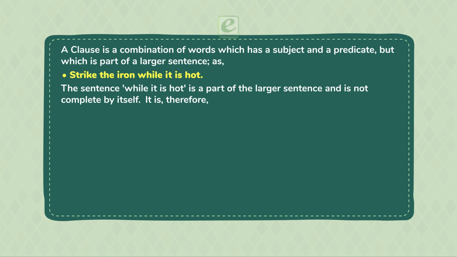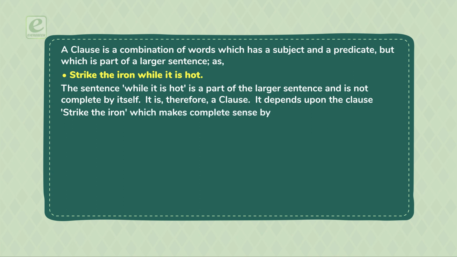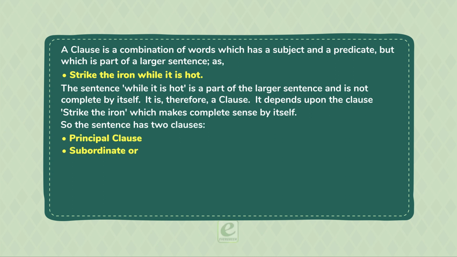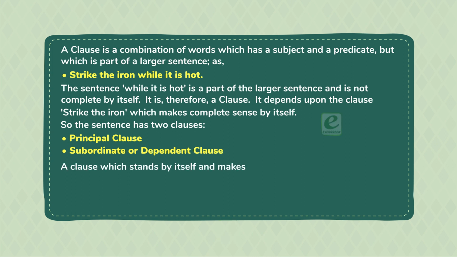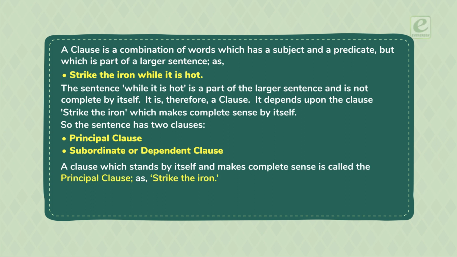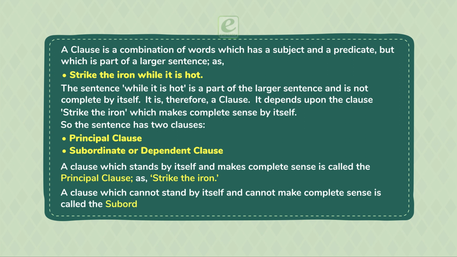It is therefore a clause. It depends upon the clause, strike the iron, which makes complete sense by itself. So the sentence has two clauses: principal clause, and subordinate or dependent clause. A clause which stands by itself and makes complete sense is called the principal clause, as strike the iron. A clause which cannot stand by itself and cannot make complete sense is called the subordinate or dependent clause, as while it is hot.